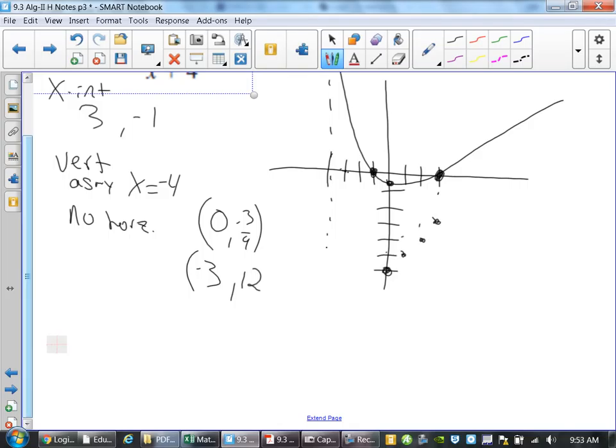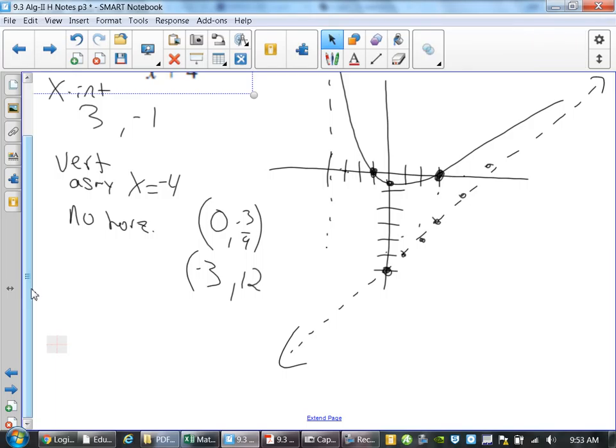I'm trying to make this look right. There's a slant asymptote. The slant is 1. The slant has a slope of 1 with a y-intercept of negative 6. Let me show you this in your calculator, and you might be able to visualize it better if you see it there.